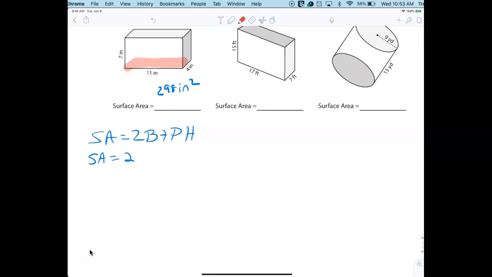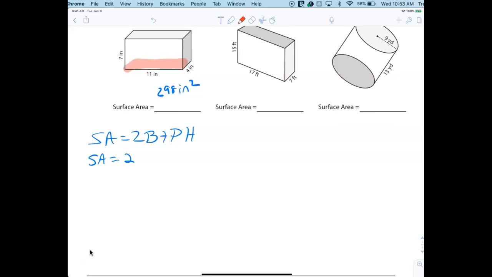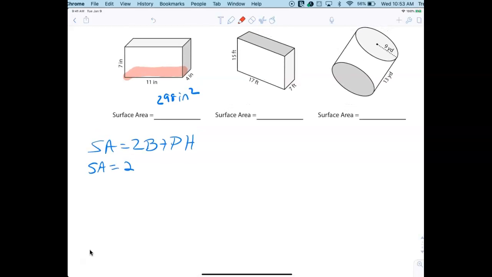7 and 11? I don't think so. 4 and 11. All right, it's 4 and 11. Could you have used 7 and 11? Yes, but the base means that it's the wall, the left side or the right side. I prefer we're just looking at it as its base, which means it is 11 times 4. So I'm going to do 11 times 4 plus, now, the perimeter of the base.